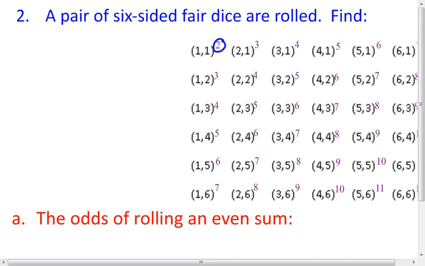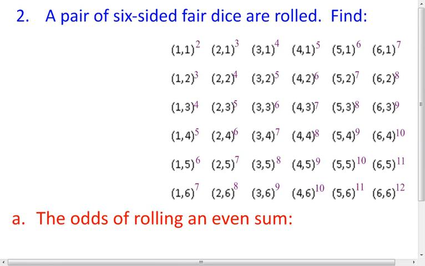So like 1 plus 1 adds up to 2. So I just put those up there just so that we would have that information. Okay? So first of all, I want to know the odds of rolling an even sum. So those are 2, 4, 6, 8, 10, or 12 would be my even sums here. And there are 18 choices.